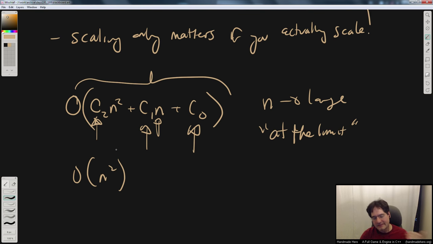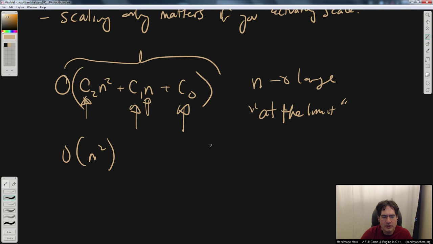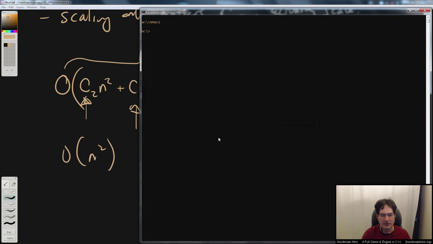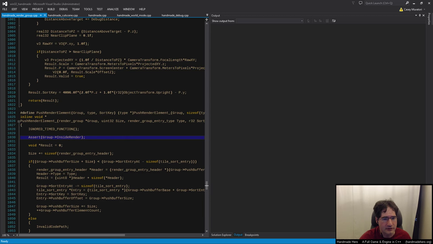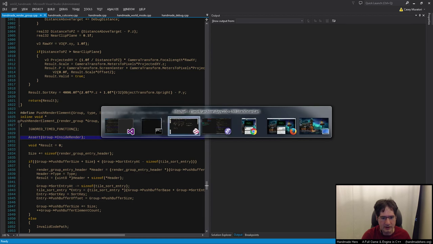But since we are not always at the limit, when we're talking about game programming and practical programming things, the C's actually matter. And so what happens is, how many items are you sorting? Well, I don't know. Let's find out, actually. How many items are we sorting? It's not infinity. I'll give you a hint. So let's go ahead and break there on that guy.